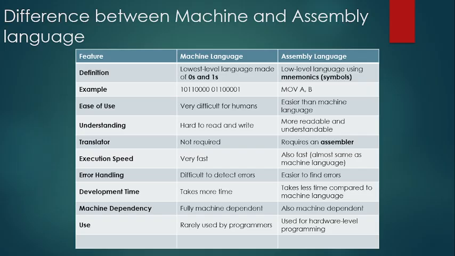The machine language example is binary language, which we already know, and assembly language uses mnemonic code. So ease of use: machine language is very difficult for humans, but assembly language is easier than machine language. A translator is not required for machine language, but it is required for assembly language.